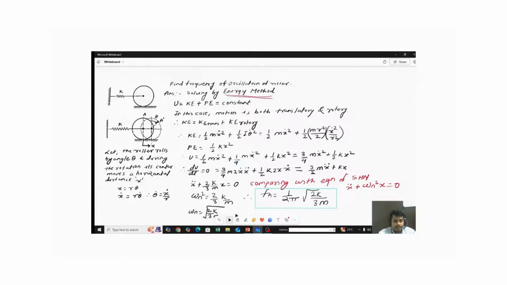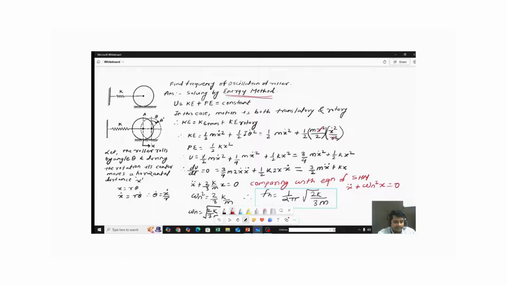How did we get 1 by 4? If we cancel out these terms, r square will be cancelled, and 2 into 2 will be 4. So in this way we get 1 by 4 m x dot square, plus again this potential energy term, that is 1 half k x square. Okay, hope you got that.